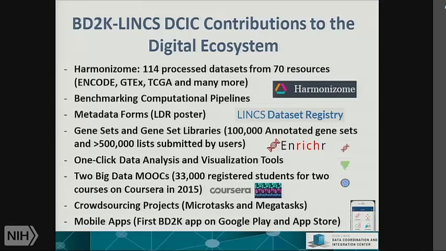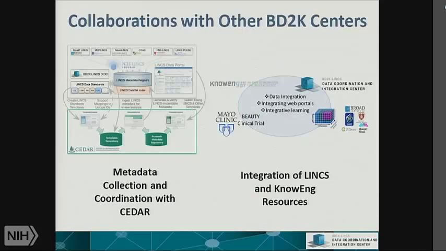We also released our first mobile app on the Google and the App Store, and this allows you to find information about genes and proteins from all of those resources that we are processing. We also have collaborations with two of the BD2K centers. One is with the CEDAR Center about collecting and coordinating collections of metadata, as well as with the NoN Center, trying to integrate data sets from LINCS with other data sets for machine learning and other processes.